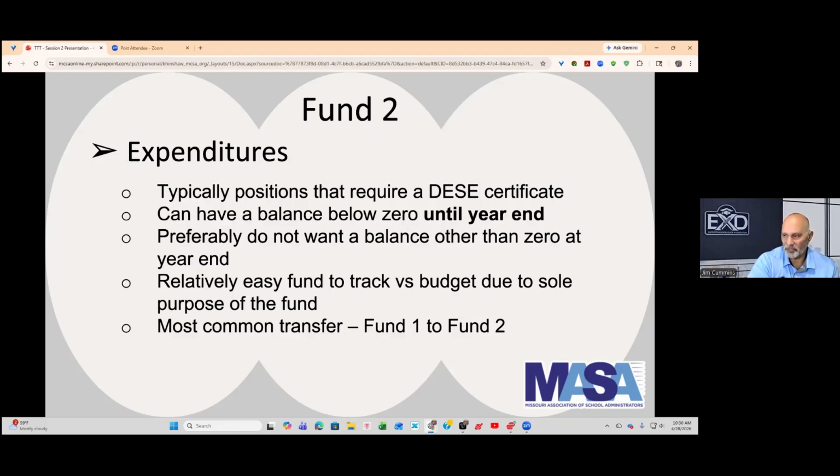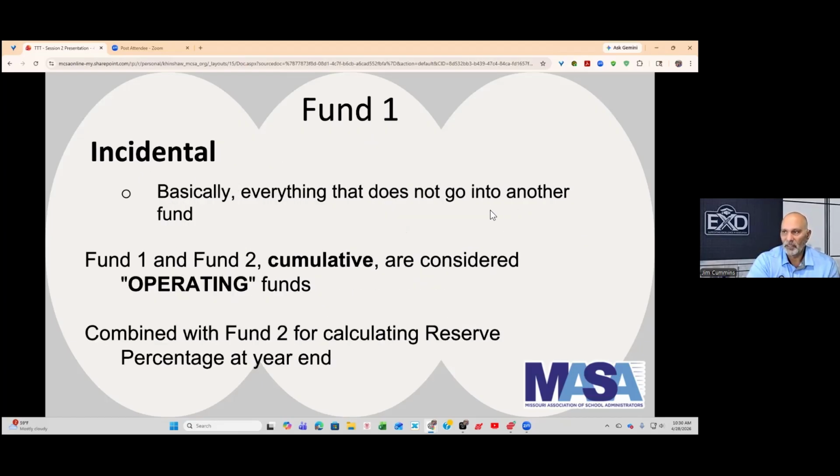And then the most common transfer is from Fund 1 to Fund 2. Fund 1, the incidental fund, is basically everything that doesn't go into the others. Fund 1 and Fund 2 cumulatively are considered operating funds, and those two together are what you calculate your reserve percentage with at the end of the year. And that's what we talked about last time.